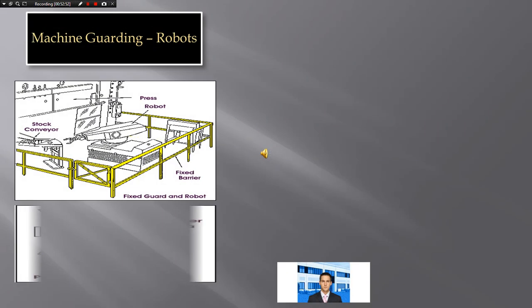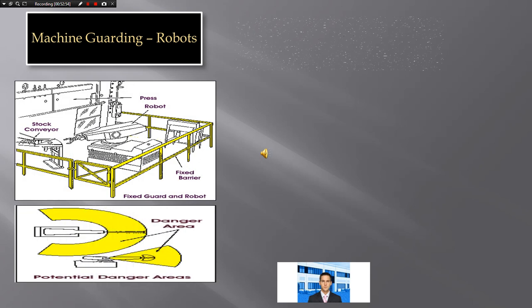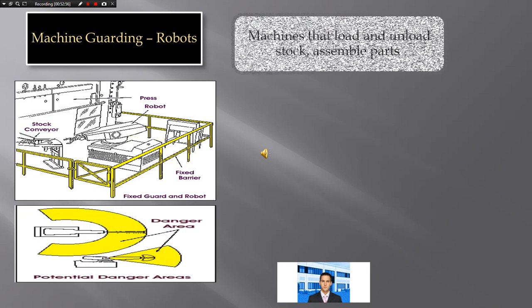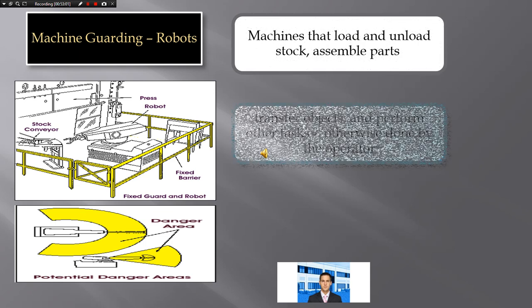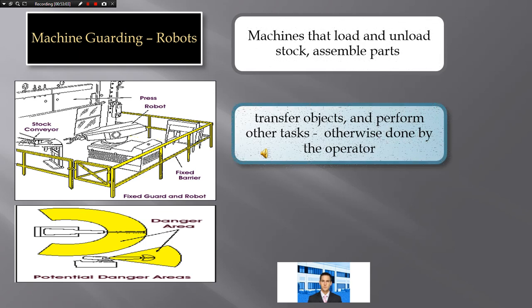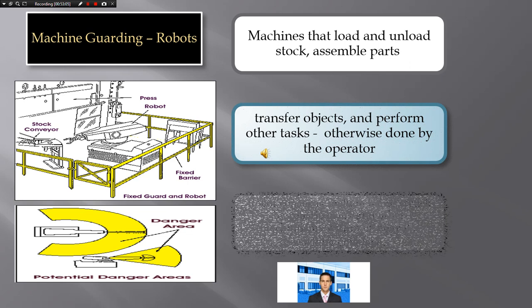Machine guarding, robots. Machines that load and unload stock, assemble parts, transfer objects, and perform other tasks otherwise done by the operator. Robot concerns include being struck by robotic arms and the mechanisms within its working envelope.